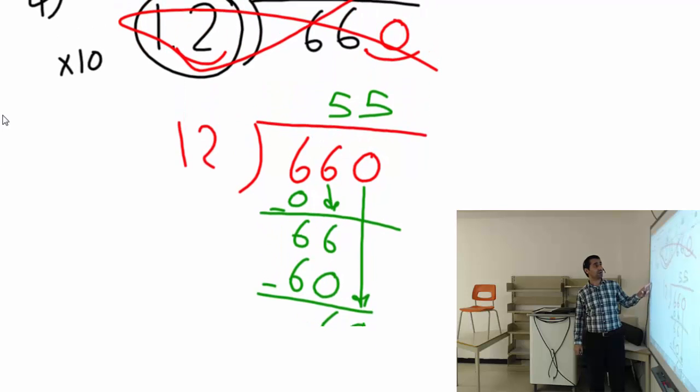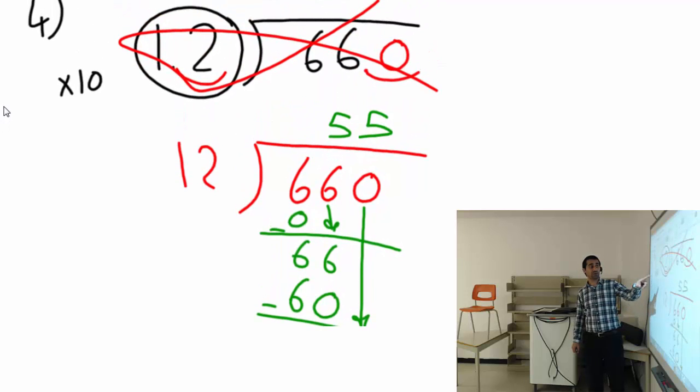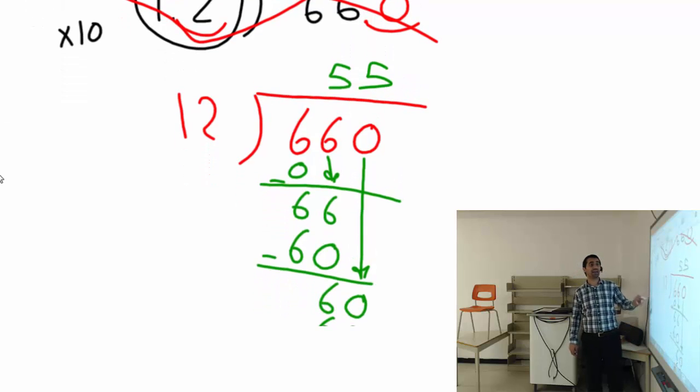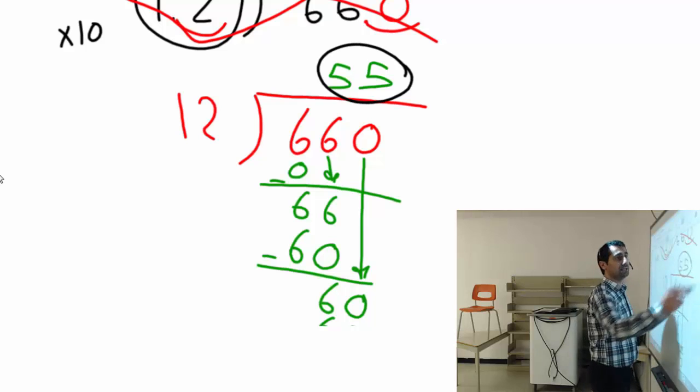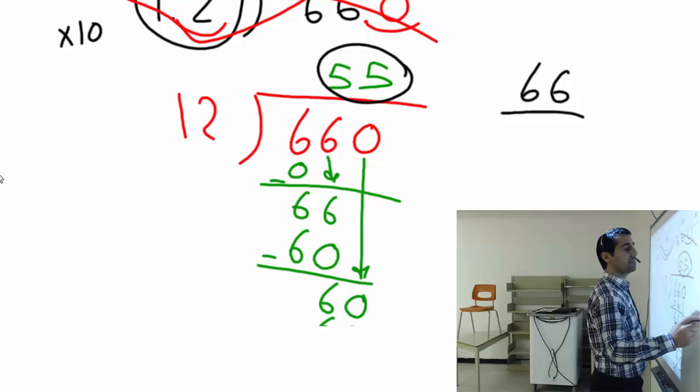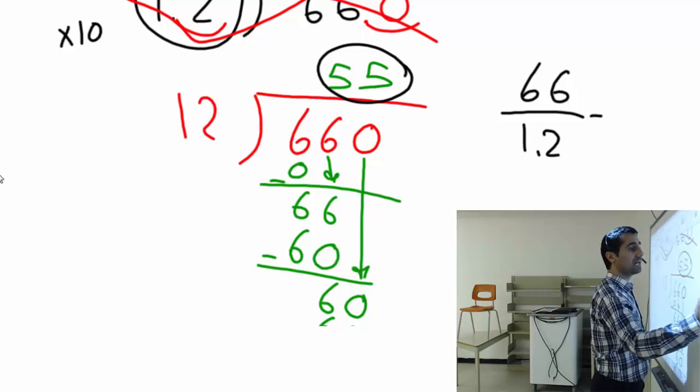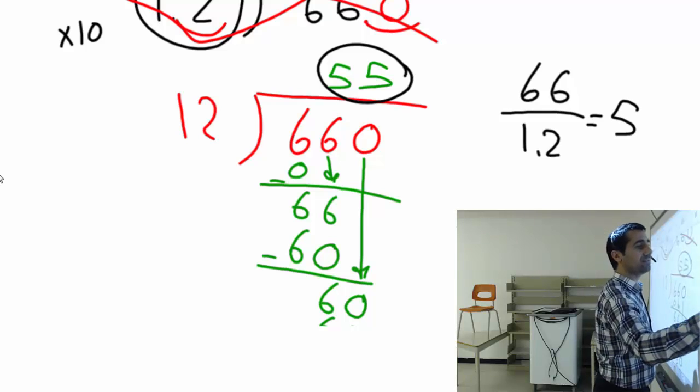So the original question here, 66 divided by 1.2, it is 55. Once again, 66 divided by 1.2, that will give you 55.